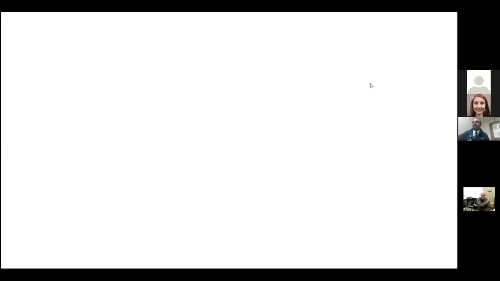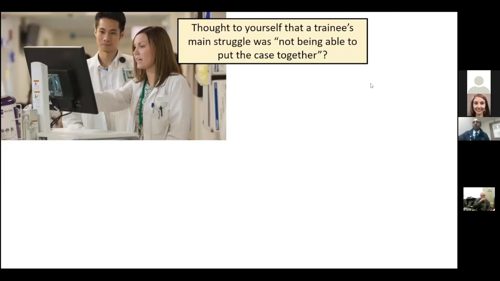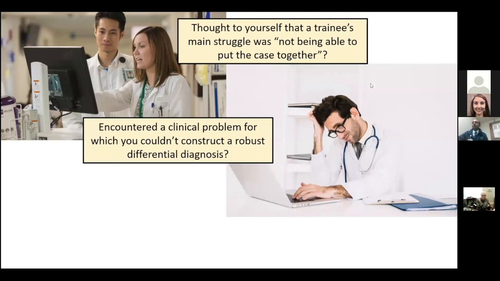Before I give you my learning objectives for today, I wanted to present three clinical or educational scenarios, at least one of which hopefully resonates with you, and use those to frame this discussion about clinical reasoning and why I think it's important to talk about it in a very explicit way. So perhaps you're a teacher in the clinical setting, and you've thought to yourself at some point in your time working with trainees that their main struggle was, quote, not being able to put a case together. Perhaps you encountered a clinical problem yourself for which you couldn't construct a robust differential diagnosis.